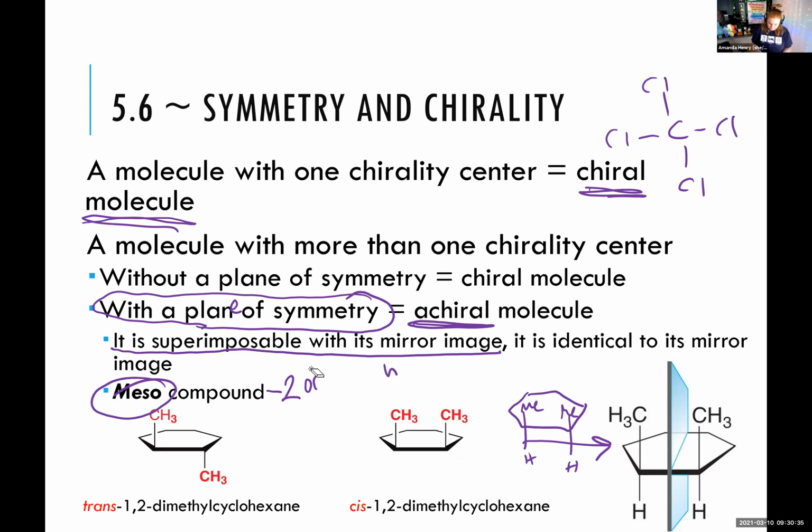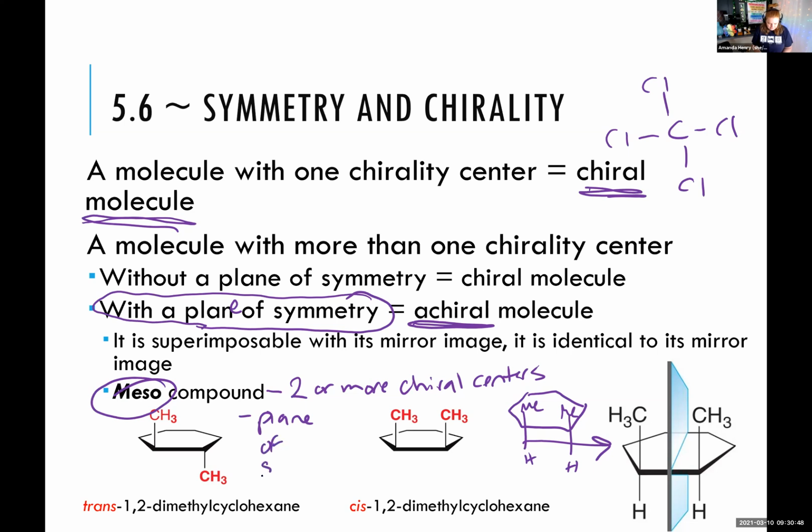Let me erase this circle. Squished myself in there. 2 or more chiral centers and a plane of symmetry. Again, we often show this with rings because it makes seeing that plane of symmetry really easy. To have that plane of symmetry, the substituents have to be the same.